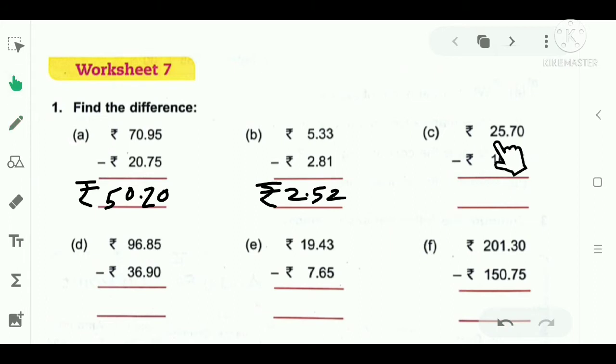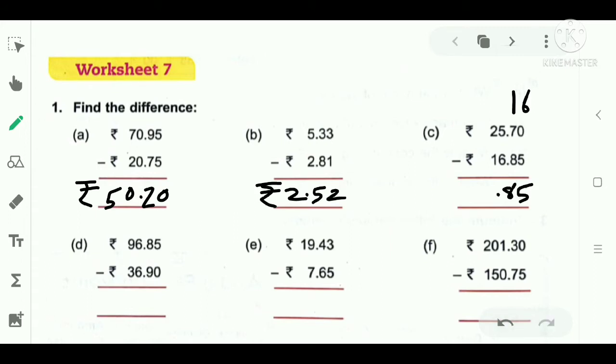Next question is 25 rupees 70 paise, 16 rupees 85 paise. Start subtraction from here. We can't subtract 5 from 0. So we will take borrow from 7. So it becomes 10. 10 minus 5 is 5. Now students, here 6 left. We can't subtract 8 from 6. So take borrow from 5. So here it becomes 16. And 16 minus 8 is 8.